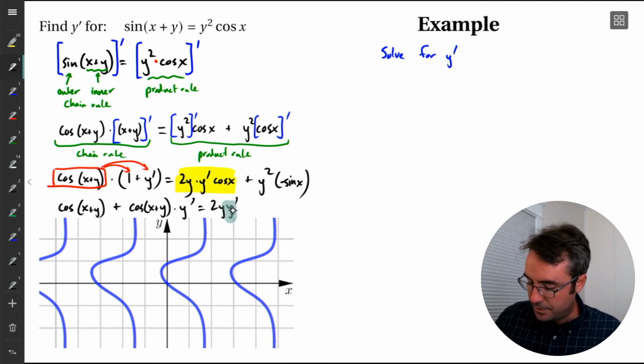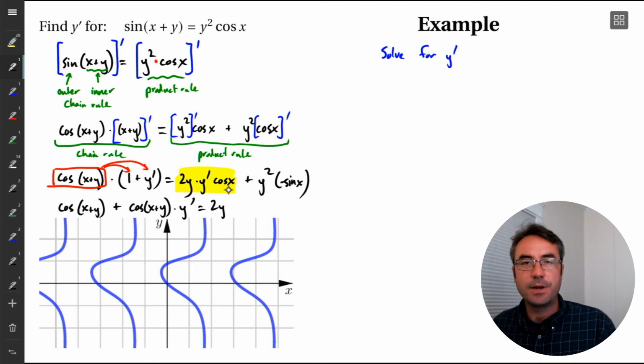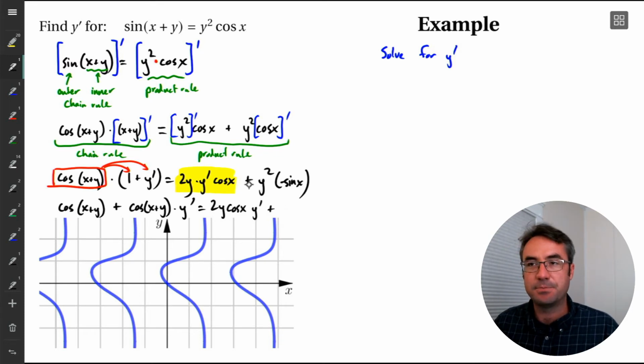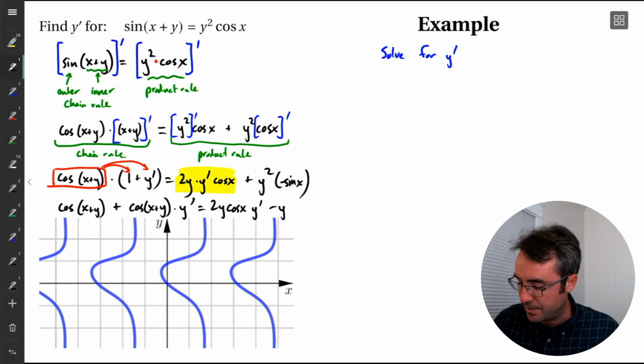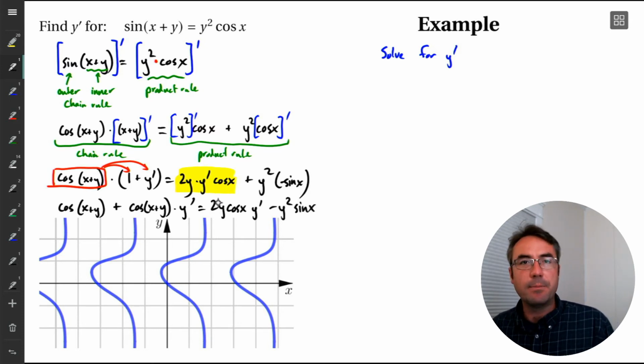And probably good form to just rearrange the terms. Again, it's not absolutely necessary, but I like to put the y prime at the end. So I might do 2y cosine x times y prime. We have a negative in here, and it's easy to lose track of, so let's put the negative in front of that y squared. And now we're probably in a better position to start moving terms around.